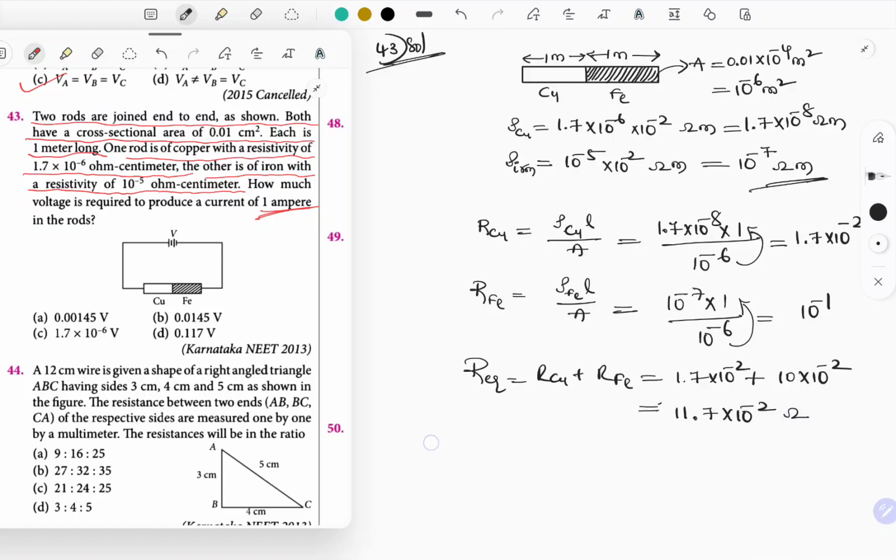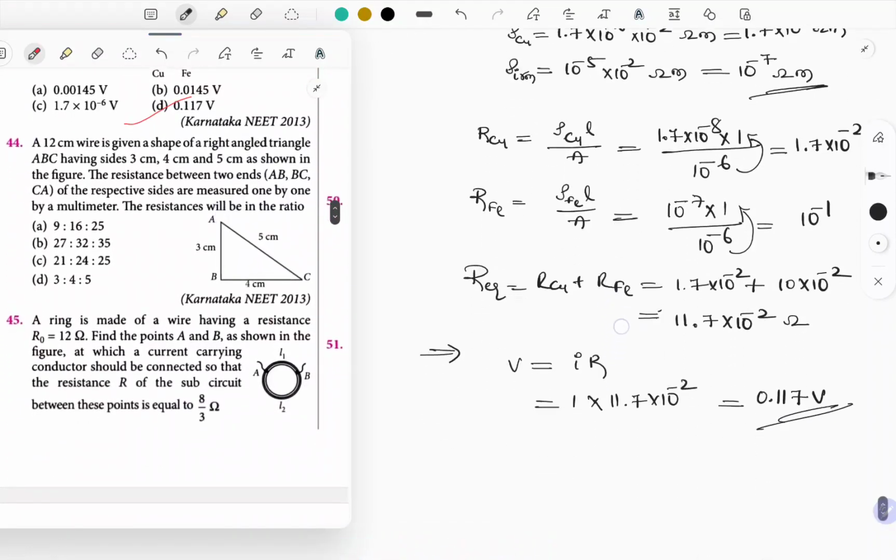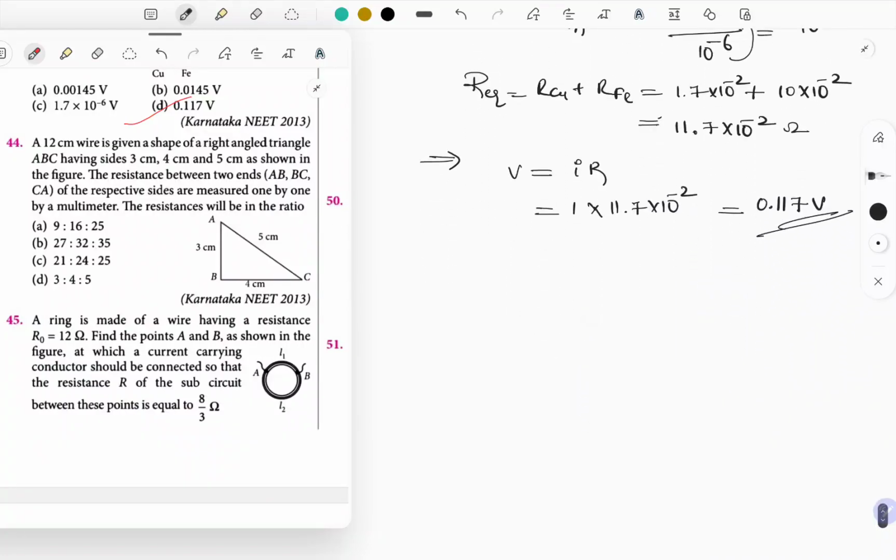ohms. So they have given current as 1 ampere, and voltage across them, voltage V is equal to I into R. I value is 1 ampere into resistance is 11.7 into 10 power minus 2, which is equal to 0.117 volts. Which option? Option D is the correct answer. That's the way to answer. Got it? Okay, so let's move on to the next question.